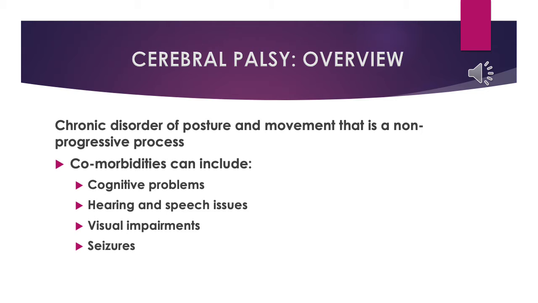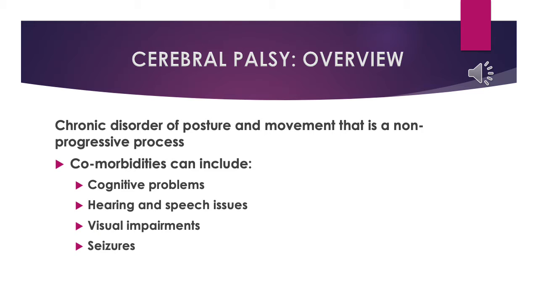So cerebral palsy is a result of damage to the brain. It's either during or after the child is born. If the damage occurs before or during birth, it's called congenital cerebral palsy. And if it occurs afterwards, it's called acquired cerebral palsy.